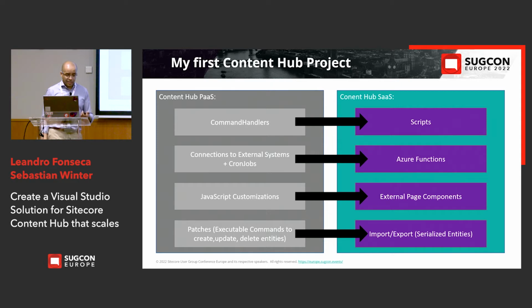Keep in mind the things that you see on the left-hand side, they are a bit technical from what Content Hub was. We had command handlers, which was the way that we reacted to changes, and we need to migrate that into scripts. We did communicate with external systems directly from Content Hub, and that changed to Azure Functions. Also some cron jobs and timer triggered functions that used to exist on Content Hub, we shifted into Azure Functions.